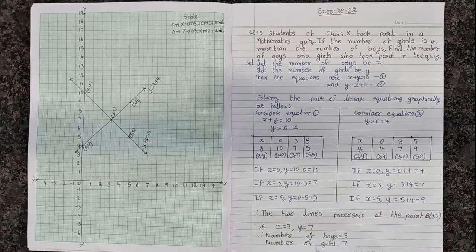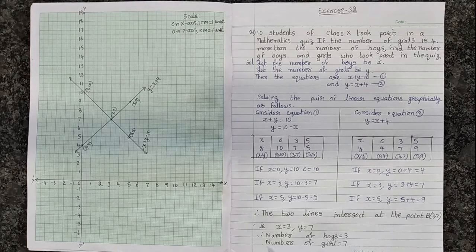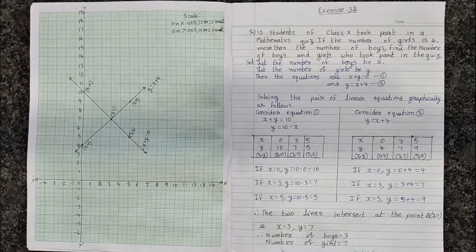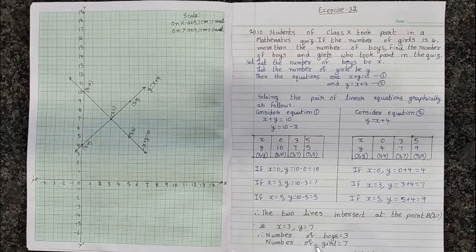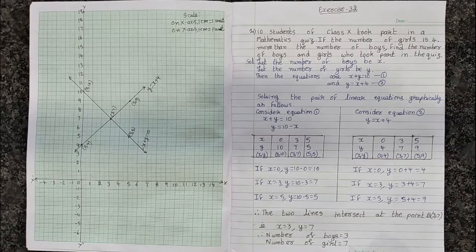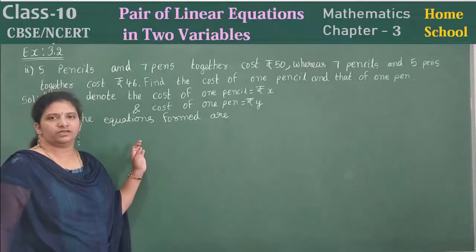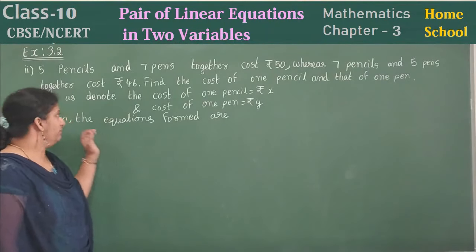How many boys are there? How many girls are there? So, for the final answer, you have to end with that statement. Therefore, number of boys equal to 3, number of girls equal to 7. Okay, does this follow? Let's see the second problem.